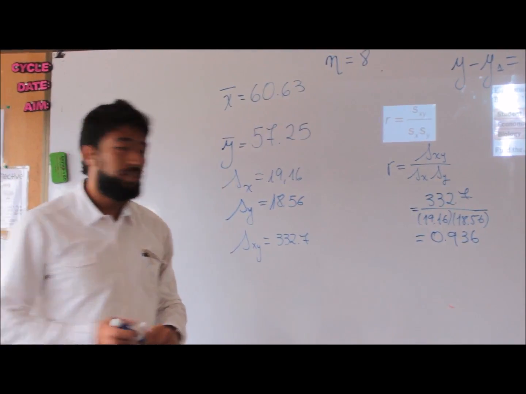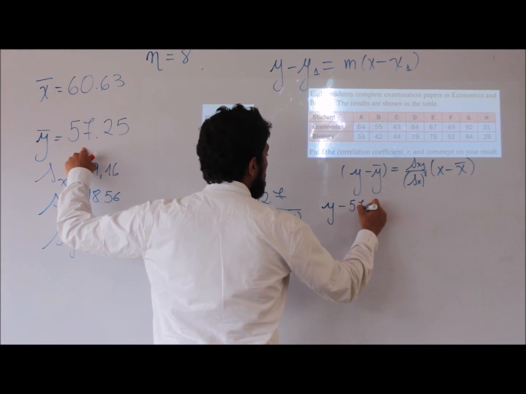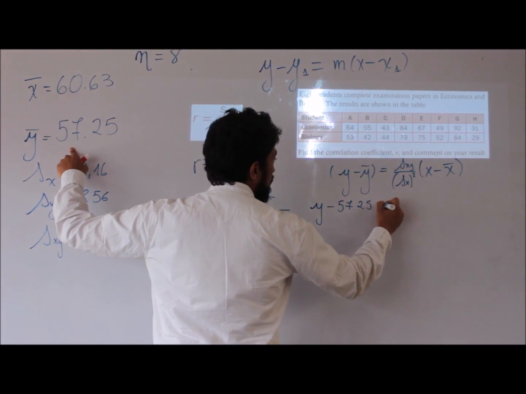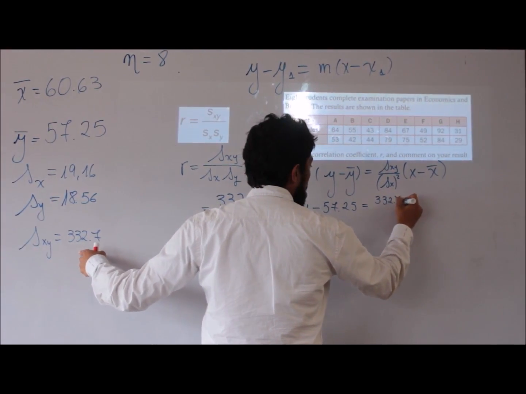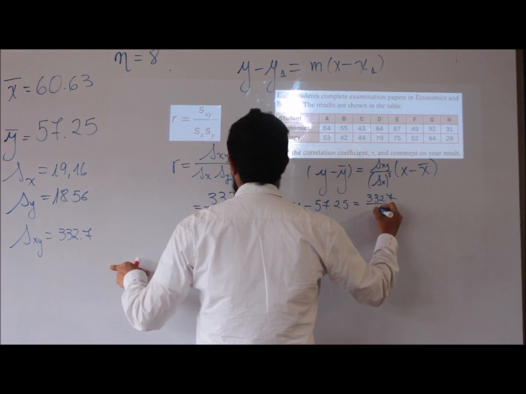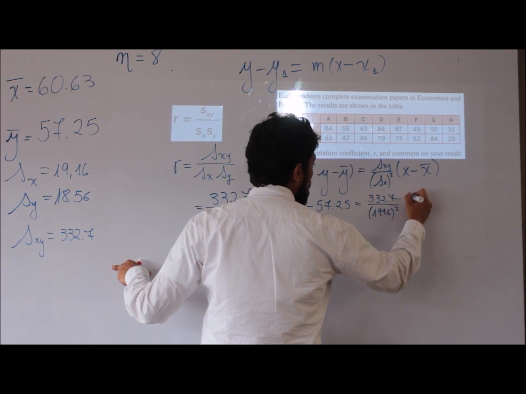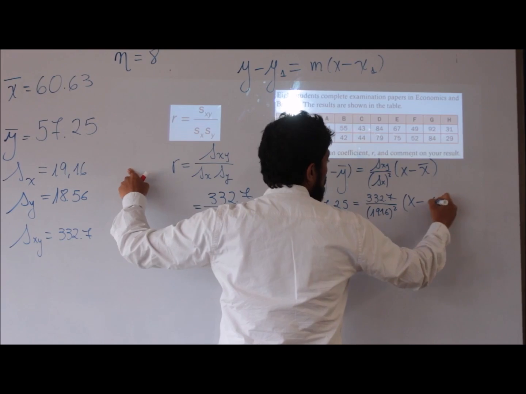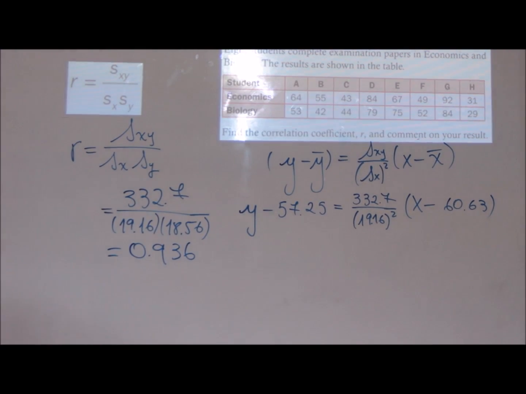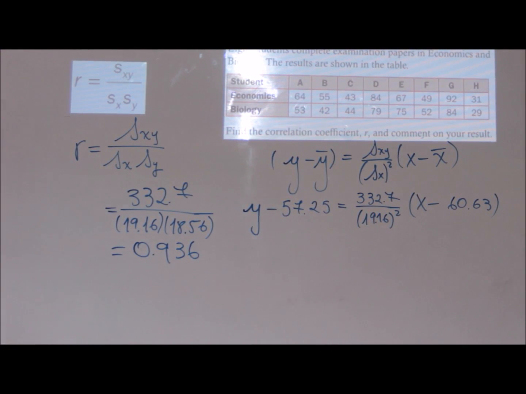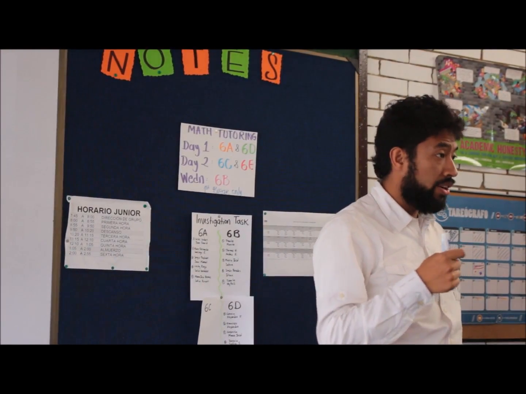So I'm going to replace y minus 5725 equal S of xy 332.17 over 1916 squared, x minus 60.63. I'm gonna do some algebra and then you will perform the final step on calculator. Clear?